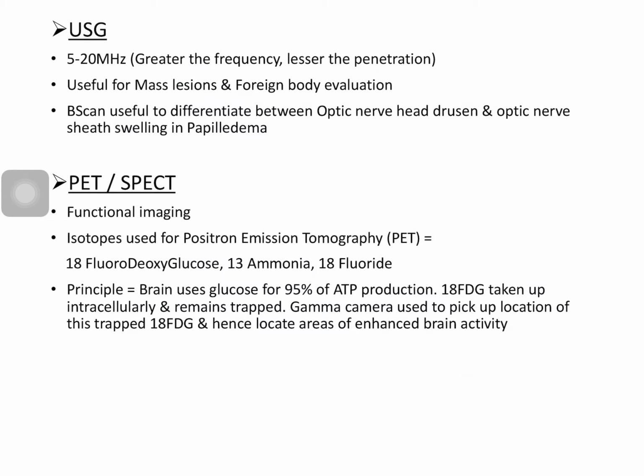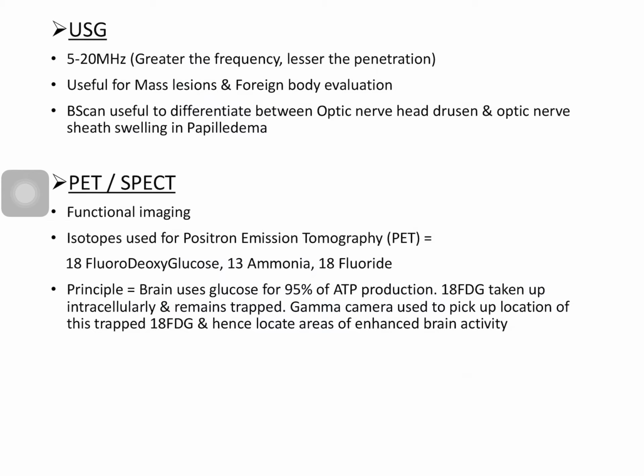Next investigation, very briefly, is ultrasonography. The frequency range is 5 to 20 megahertz. If I use a greater frequency, the penetration is less. That's why, if I have to image the retina, I will use a greater frequency, and for deeper structures a lesser frequency because I want that much more penetrance. So mass lesions and foreign body evaluation are very easily done on the basis of USG. It is a completely non-invasive procedure, and a very specific USG called B-scan can be used to differentiate between optic nerve head drusen and optic nerve sheath swelling in papilledema.